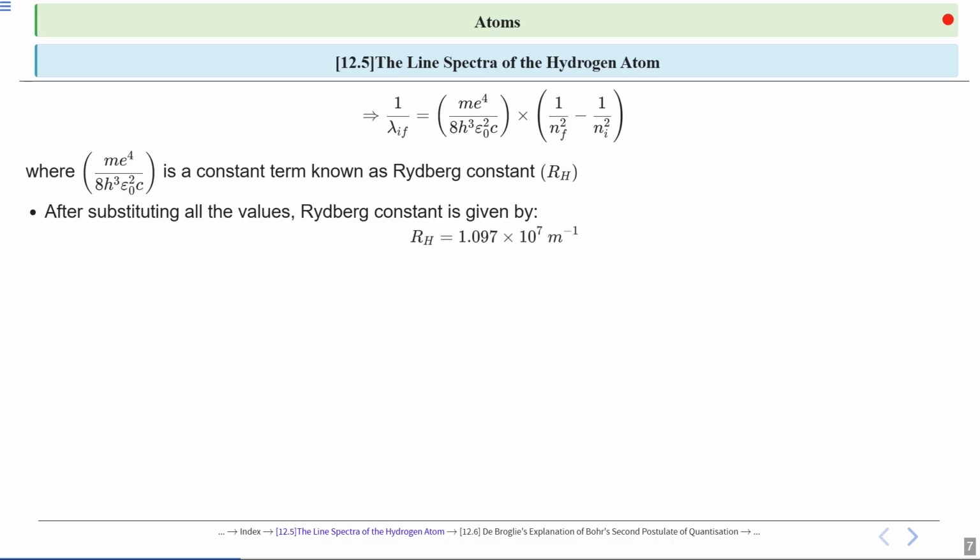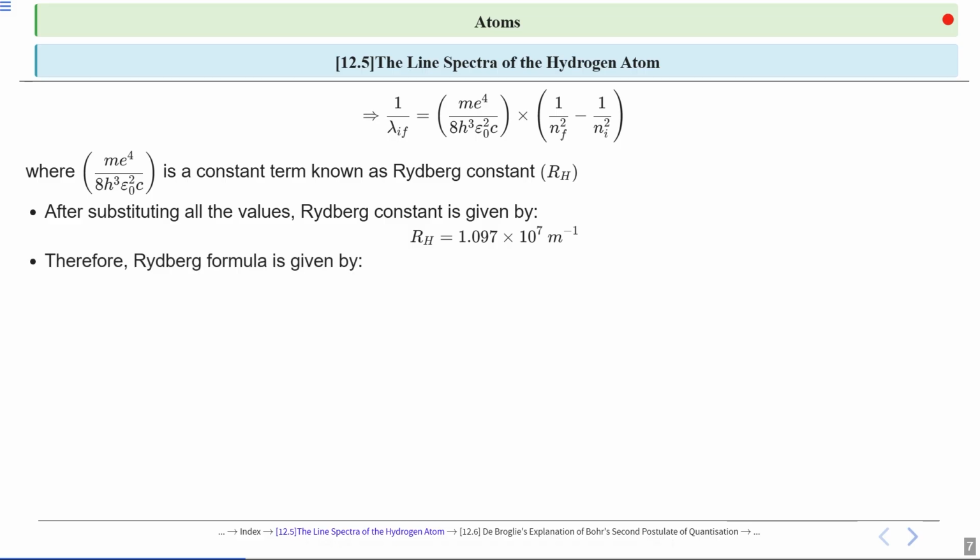The Rydberg constant Rh is equal to 1.097 times 10 raised to power 7 per meter, or we can say meter inverse. This means that for hydrogen, every time we use this formula, we can plug in this value for Rh to find the wavelength of light emitted or absorbed during electron transitions.